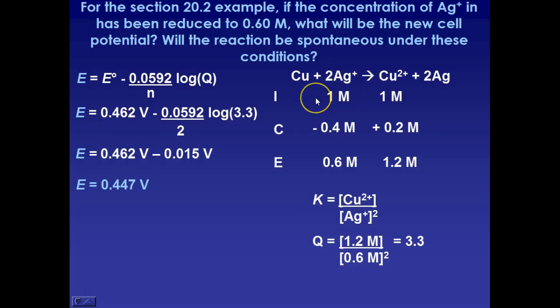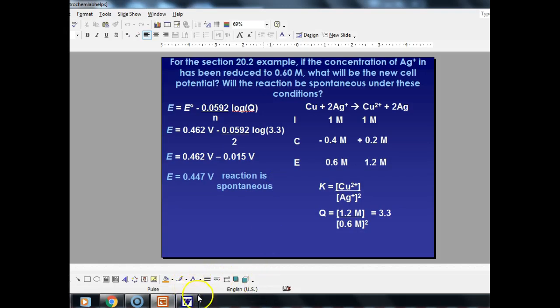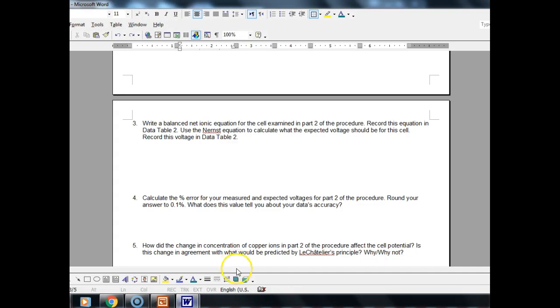We would need to shift back to balance out the silver ion concentration that was lost. Okay, so if we go back to your lab, it says here again, you're going to use the Nernst equation to calculate what the expected voltage should be.